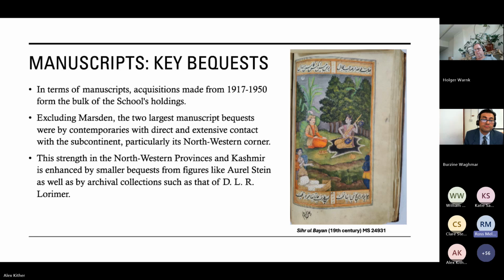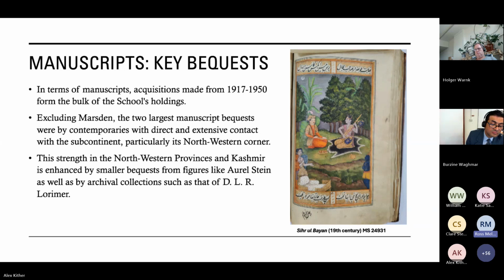So in terms of our manuscripts, I'd just like to make a little note on some of the key bequests and the way in which the collection came to be built up. As has been a common theme through lots of the presentations today, the period of the high noon of empire, if you could call it that, from 1917 to just following independence, formed really the bulk of SOAS's manuscript holdings.